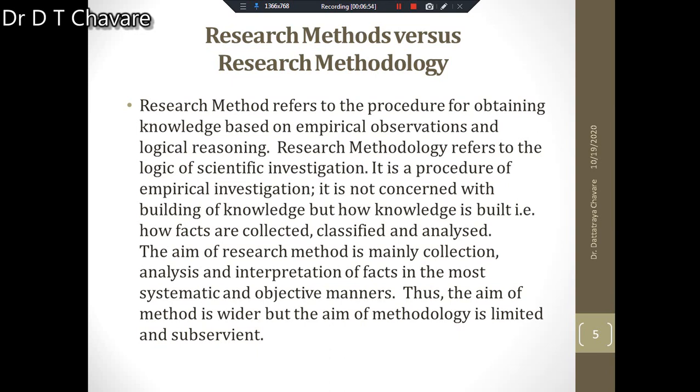Try to understand. There are two terminologies used here. Research method, this is the first terminology, and research methodology, that is the second terminology we have used here. Research method means what? Research method refers to the procedure for obtaining knowledge based on empirical observation and logical reasoning. What is the meaning of research method? It is knowledge based on empirical observation and logical reasoning.